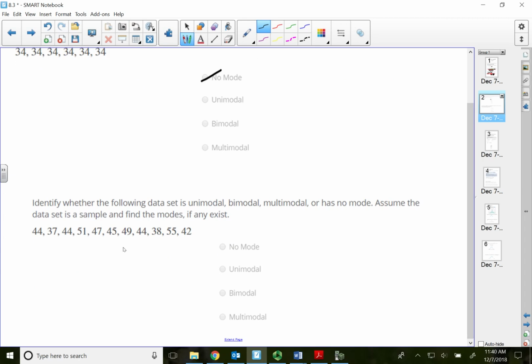All right, let's take a look at this one. 44 occurs 1, 2, 3 times. So right now, I'm thinking 44. 37 occurs 1 time. 51, 47, 47 occurs 1 time. 45 occurs 1 time. 49. So the only number that occurred the most apparently is 44. So that's unimodal, and my mode is 44.